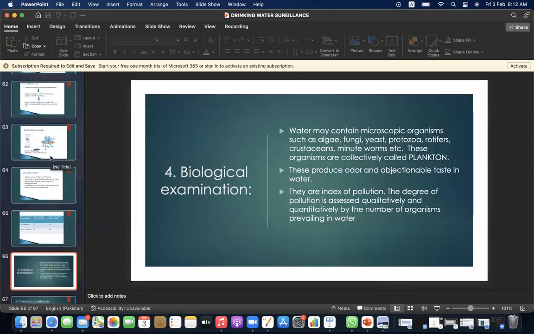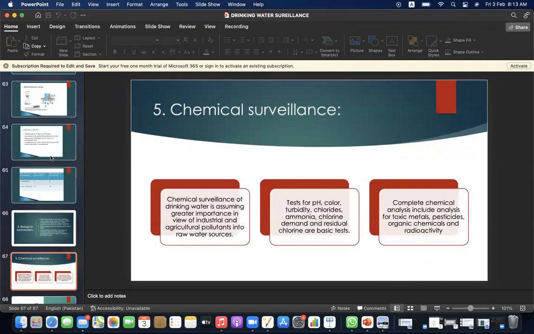Fourth is the biological examination. Water may contain microscopic organisms such as algae, fungi, yeast, protozoa, rotifers, crustaceans, minute worms, etc. These organisms are collectively called plankton. These produce odor and objectionable taste in water. They are an index of pollution. The degree of pollution is assessed qualitatively and quantitatively by the number of organisms prevailing in the water.